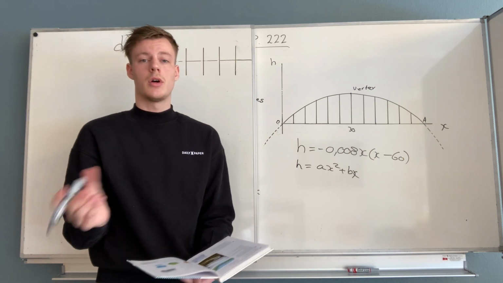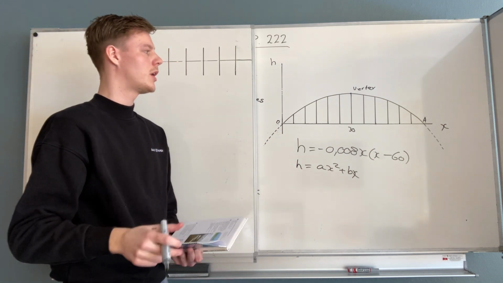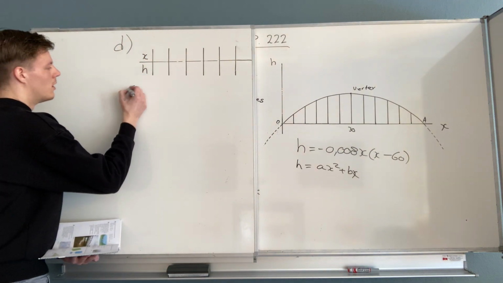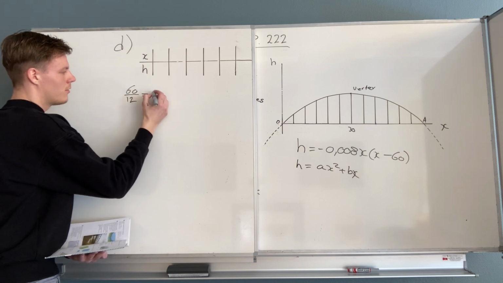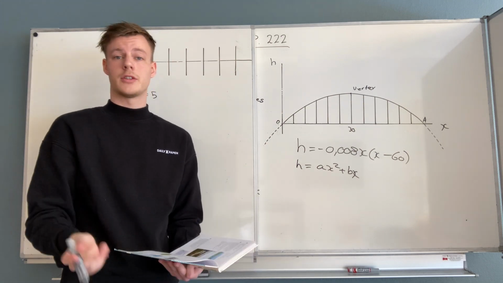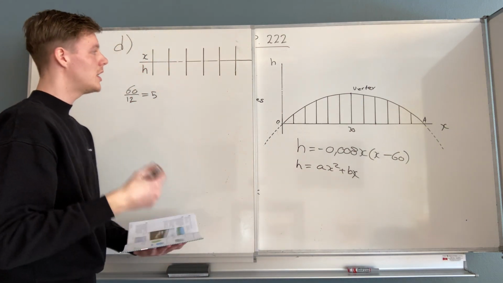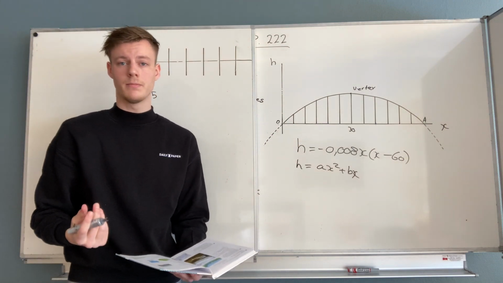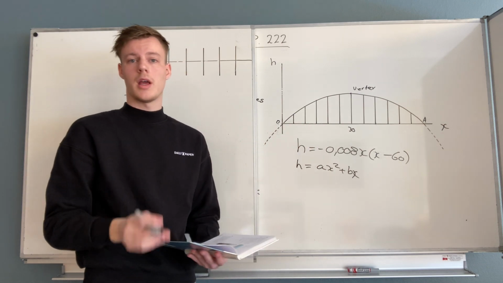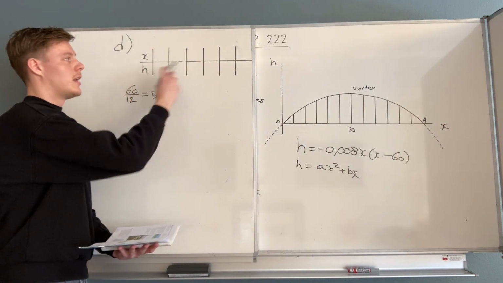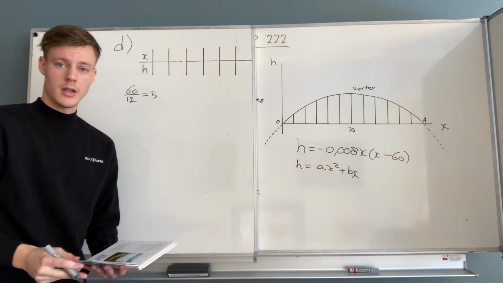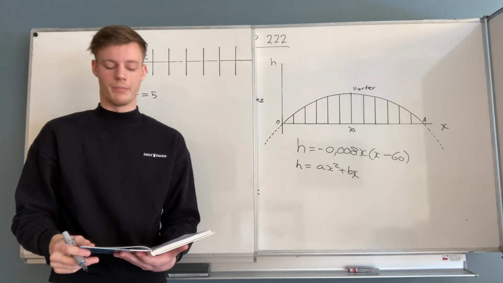So if we want to know the distance in between the bars, we divide 60, the total length, by 12, which gives us 5. So every 5 meters, there's a bar. So if we need to calculate the total length of all the bars together, the sum of it, we need to know the places where they are on the x-axis, and then we fill it in and calculate the height of each of them. And then we put them all together, and that gives us the total sum.